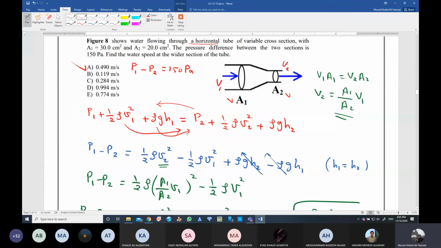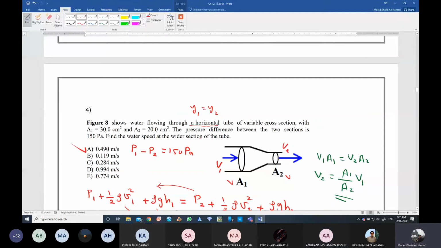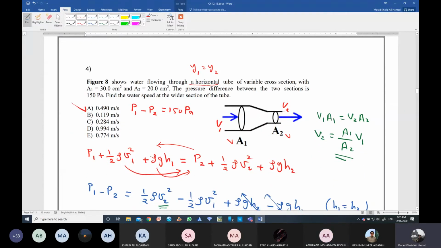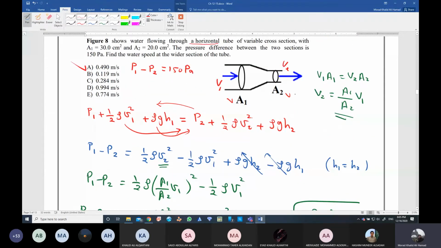Clear, Shabab, this question? Yes, please. Why didn't we say P2 minus P1 is equal to 150 Pascal in the first place? Okay, even if you do that, try it. You can just transfer P1 to P2 and transfer the other here. Try it, why not? It will give you the same answer. I have never tried it, but I think it will give you the same answer.